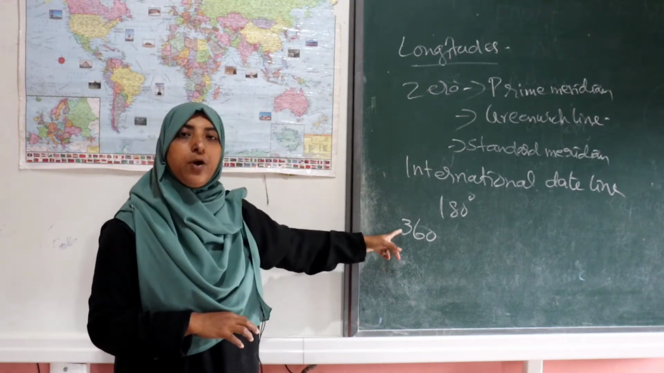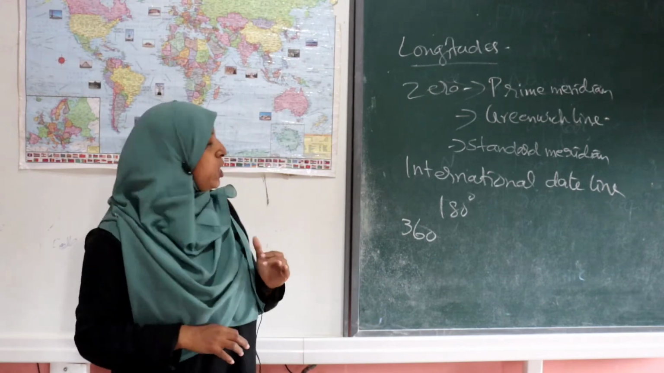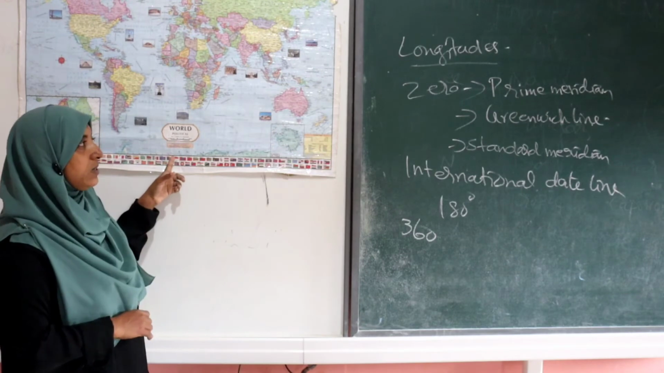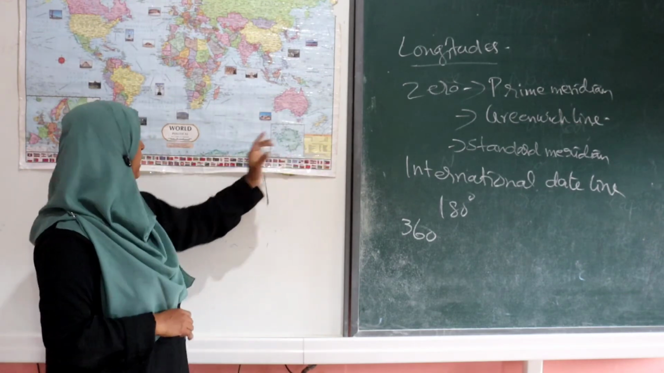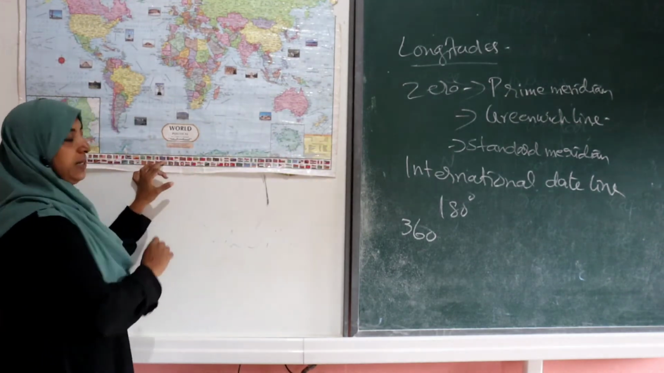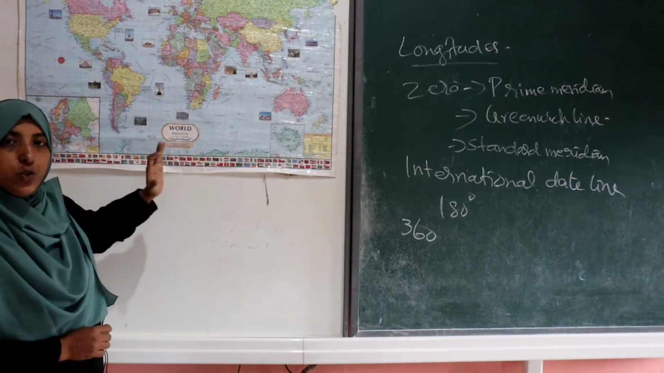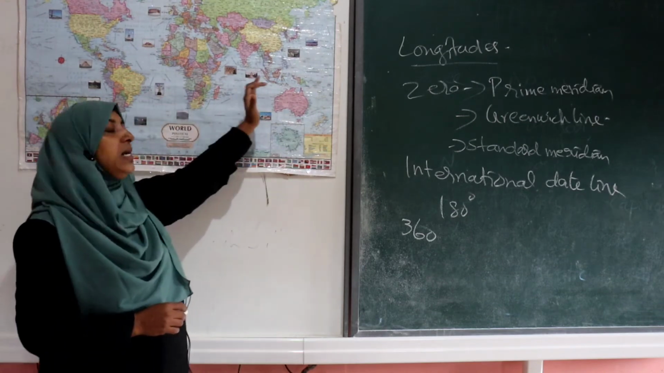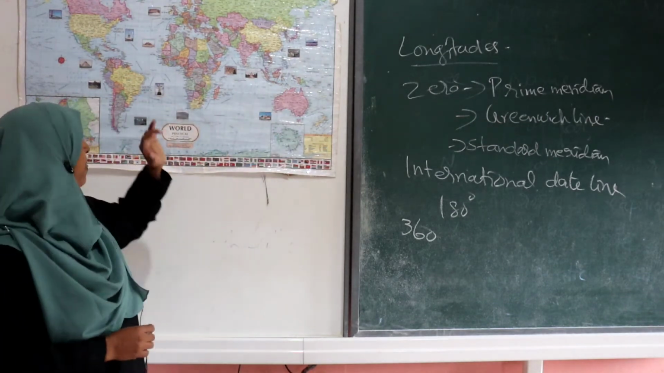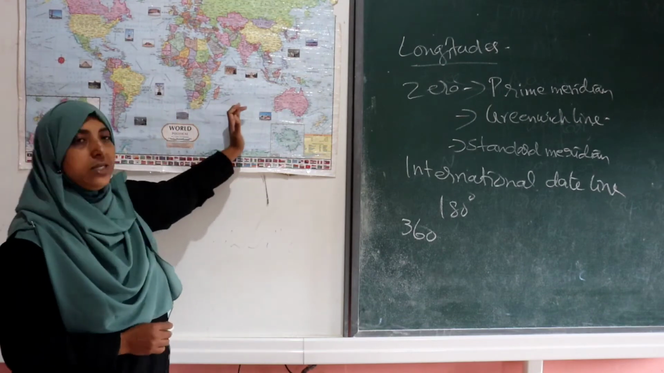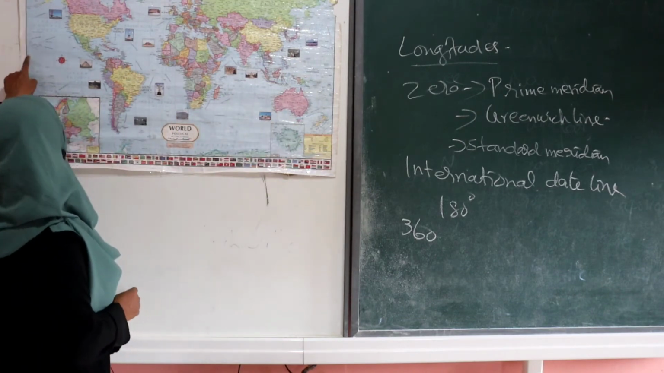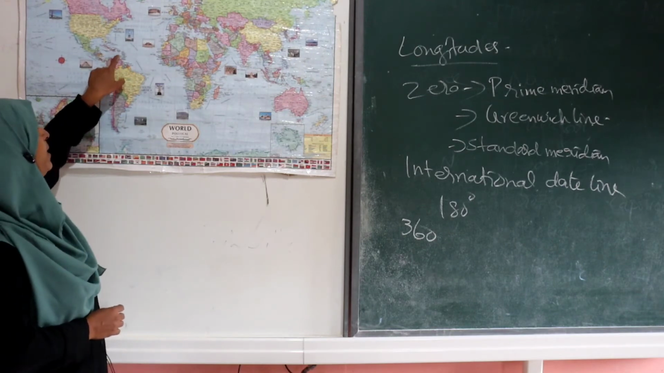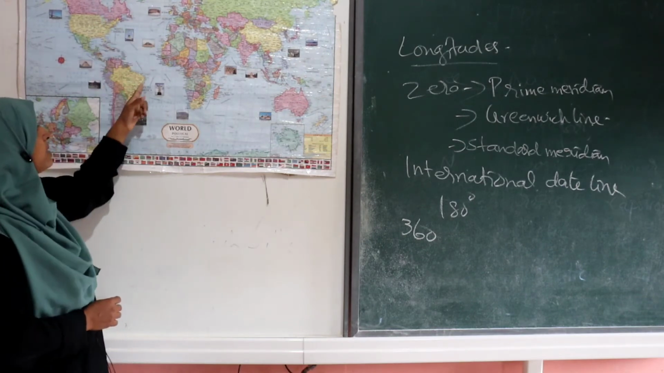So the total number of longitudes is 360. From the 0 degree, that is the prime meridian, to the international dateline, it divides the earth. That means the 0 degree longitude divides the earth into the western hemisphere and the eastern hemisphere. Please note that point. Clear? Then the equator divides the earth into two hemispheres, that is the northern hemisphere and the southern hemisphere.